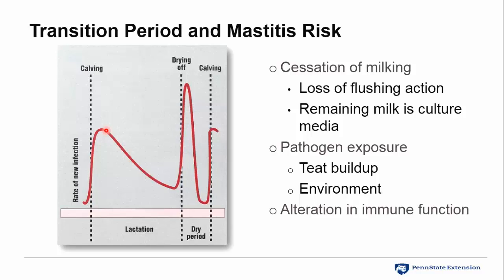If we follow the red line as the animal progresses through her lactation, her risk for new infections goes down, although that is influenced by many factors. But then when we dry that cow off in preparing for the next lactation, we see this huge spike. And again, this is the big problem due to the cessation of milking, thus losing a flushing action of getting the bacteria that enter through the opening of the teat, which we'll discuss, and the remaining milk that is in the mammary gland, as we'll see, residual milk, is a perfect culture medium.